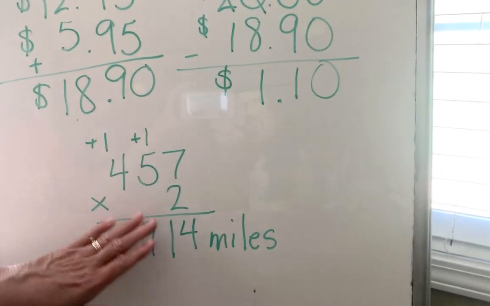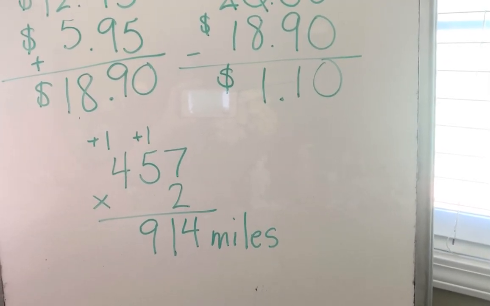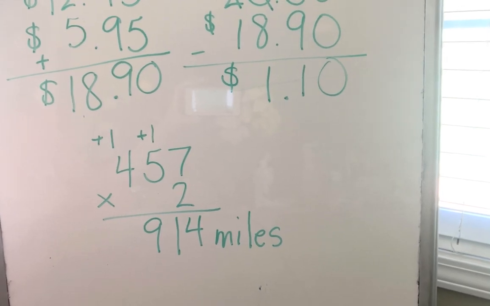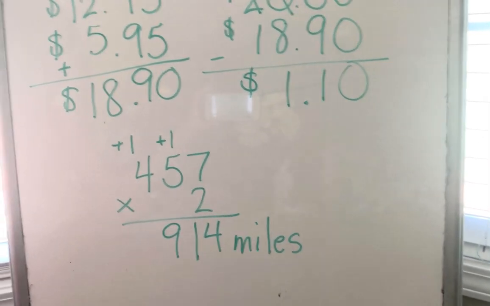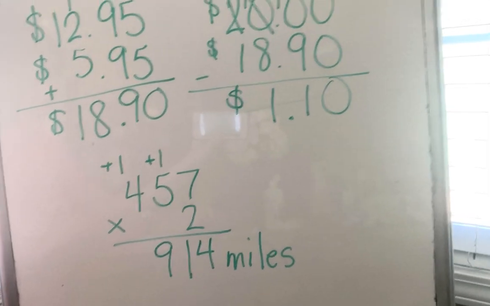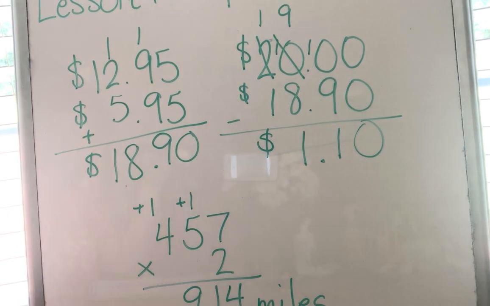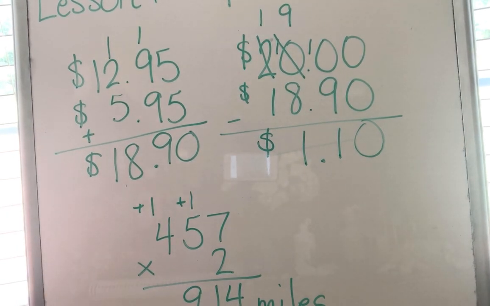All right, on this problem, by the way, you also could have added 457 plus 457. That would have also told you how many miles the round trip would have been. I'm going to scoot that camera up a little bit again, just in case everybody didn't get those problems from the first story problem. And I'll give you a second to look at those. I hope that this was understandable to you.